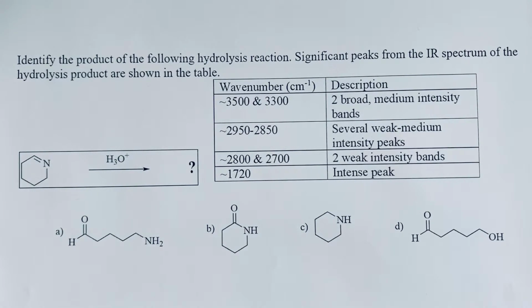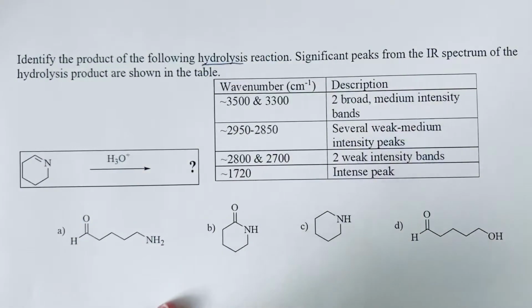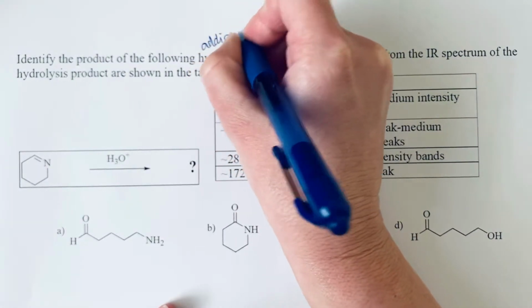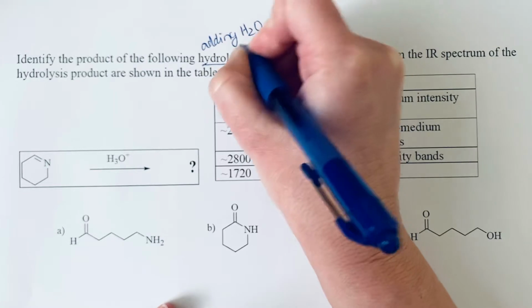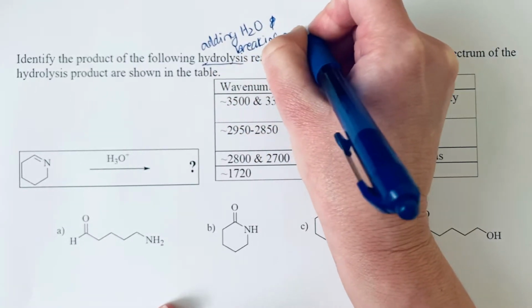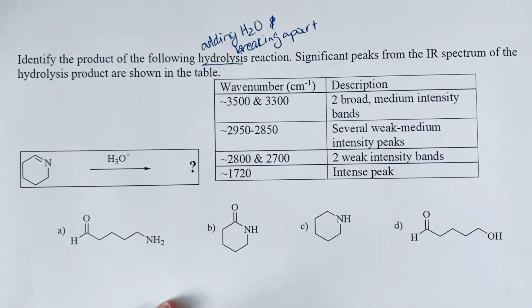Identify the product of the following hydrolysis reaction. So hydrolysis means that you are adding water and you are breaking apart. So adding water and breaking apart. So we need to decide how we are breaking apart this molecule.